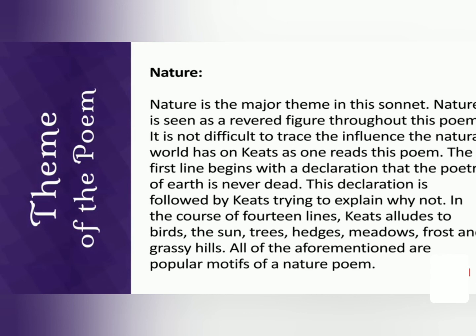The first line begins with the declaration that the poetry of the earth is never dead. This declaration is followed by Keats trying to explain why. In the course of the 14 lines, Keats alludes to the birds, the sun, trees, hedges, meadows, frost, and the grassy hills. All of the aforementioned are popular motifs of the nature poem.